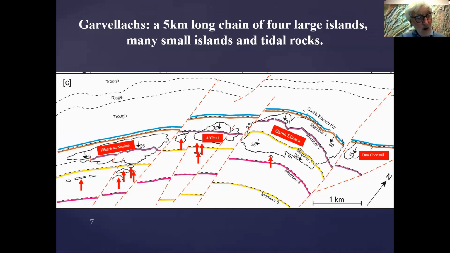This is a very simplified geological map of the islands and the surrounding sea floor. There are 4 main islands, 10 small islands marked with red arrows, and 5 rocks exposed at low tide. The base of the Port Askaig Formation is exposed on the north of Garvellach and Dunchonnel. Members 1 and 2 are exposed, 1, 2 and 3 are exposed along the chain of the islands. We think that members 4 and 5 form the seabed ridges south of the islands, but they're not exposed above sea level.